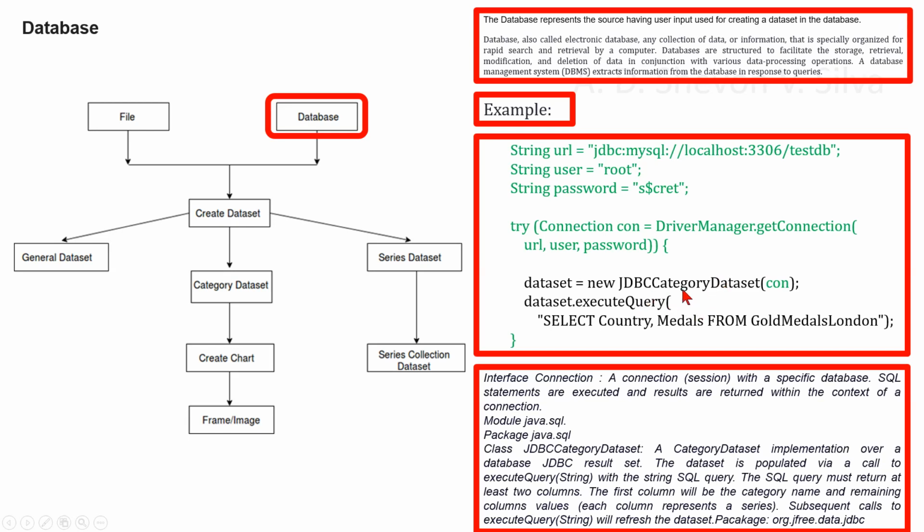Here the JDBCCategoryDataset is created, and it takes a database connection as a parameter. Here the executeQuery populates the dataset by executing the supplied query against the existing database connection.